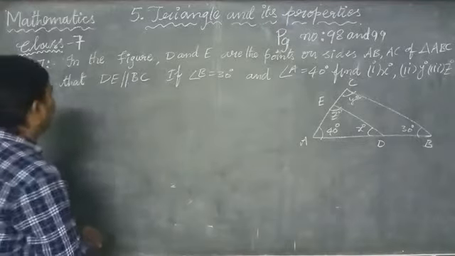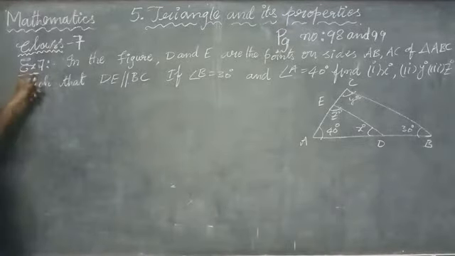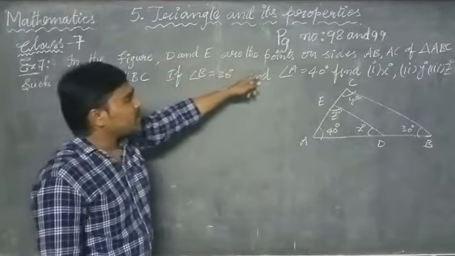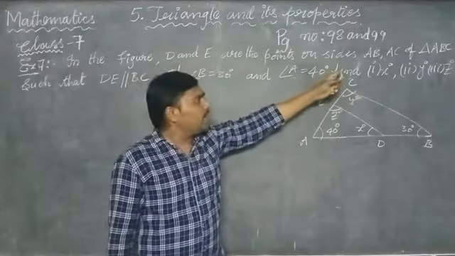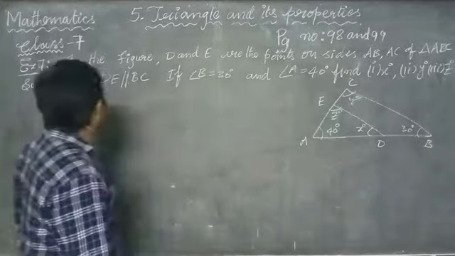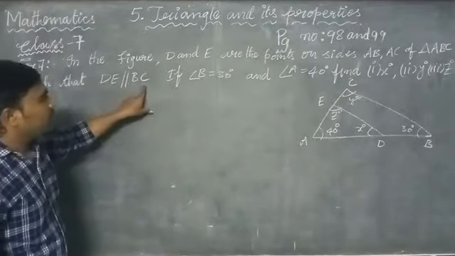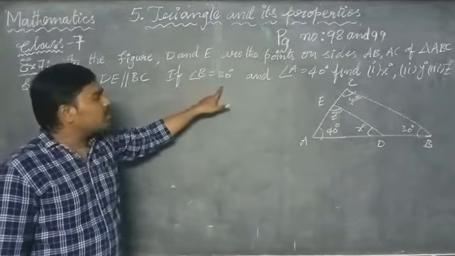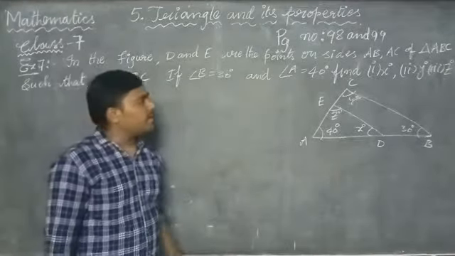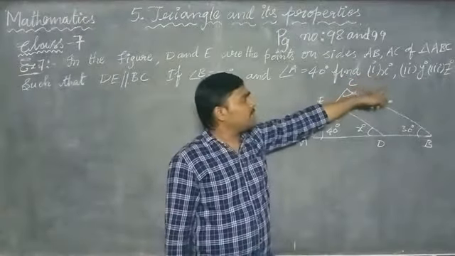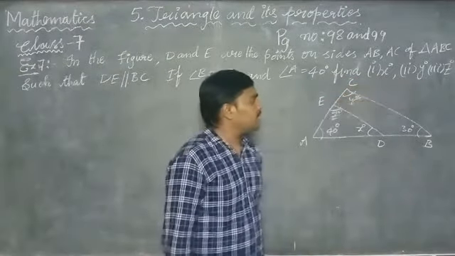Let us see example 7. The problem is: in the given figure, D and E are points on the sides AB and AC of a triangle ABC such that DE is parallel to BC. If angle B equals 30 degrees and angle A equals 40 degrees, then find x degrees, y degrees and z degrees.